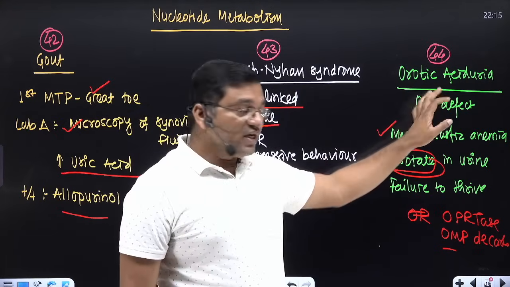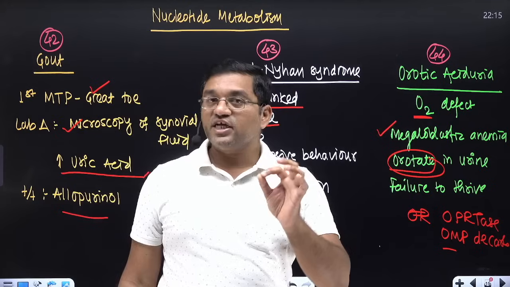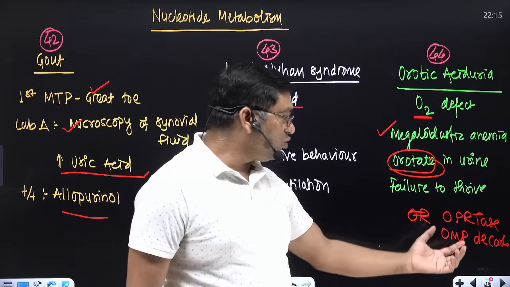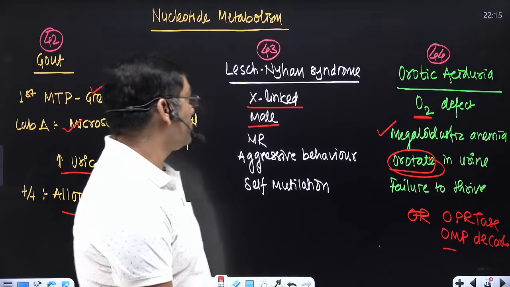This is a cause of megaloblastic anemia as it is involved in thymidylate synthesis. So orotic aciduria is due to OPRTase defect and OMP decarboxylase defect.